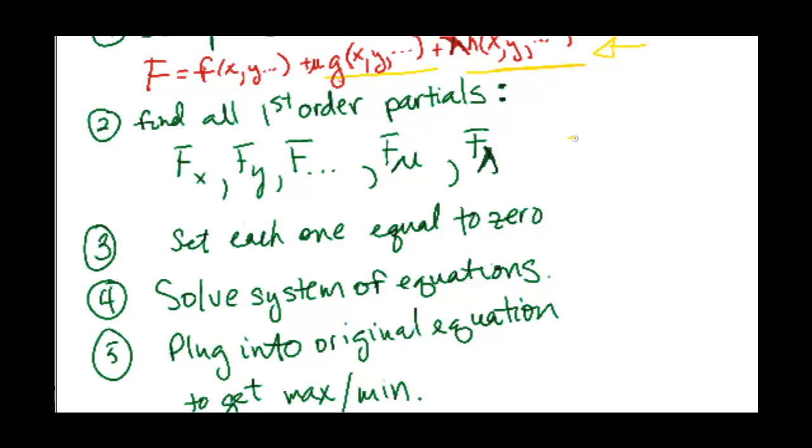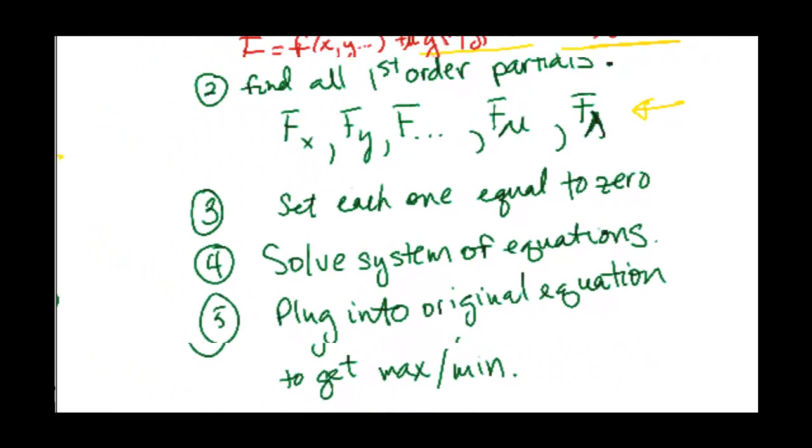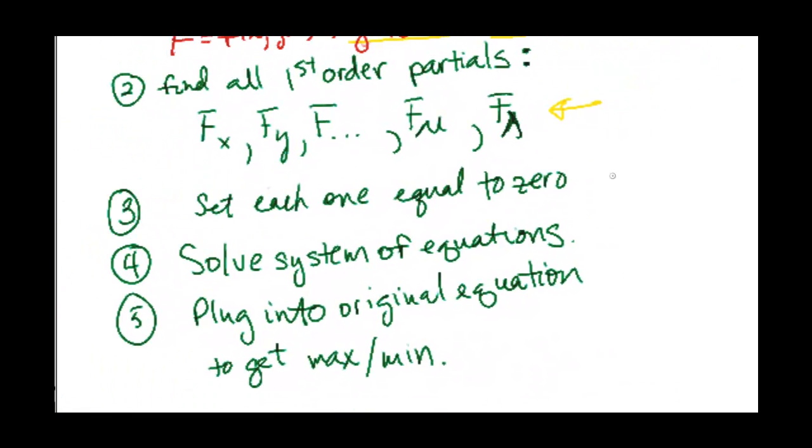And we're going to find all partials, including f sub mu and f sub lambda, which would end up just giving you the constraints equal to 0. Then we're going to set each one equal to 0 and solve the system of equations. This is going to be a lot of tedious algebra. You need to be patient, but basically you're going to be setting lambda equal to lambda and mu equal to mu for the different equations that have come about.